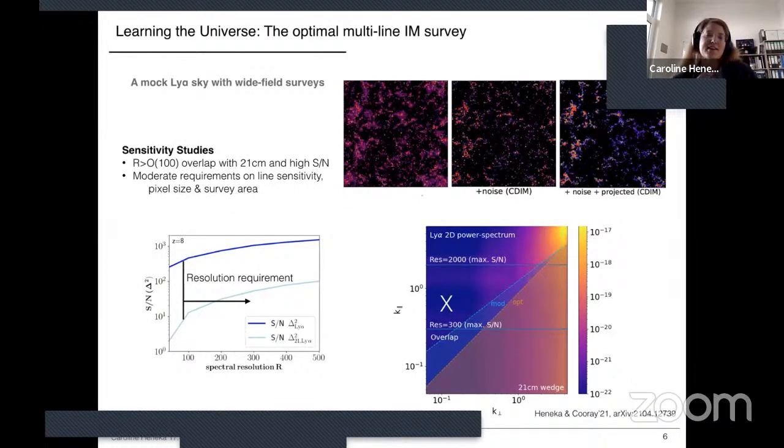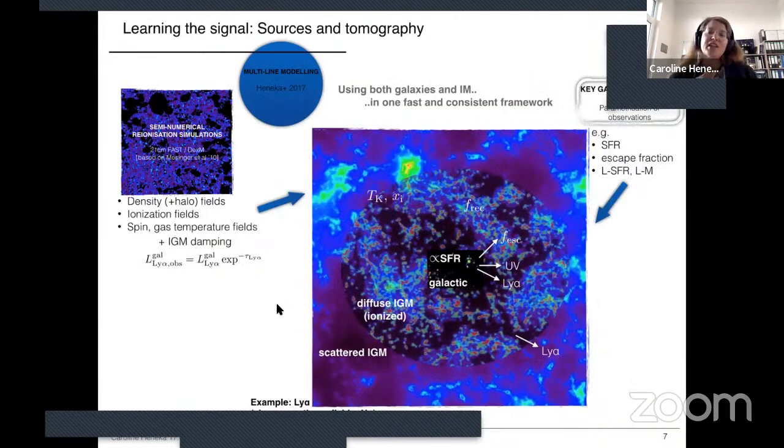And to consistently model this, and to finish my little detour, I advocate basically to model all of this in a fast and consistent framework to explore our full model space. And to do so, I match together 21 centimeter semi-numeric simulations based on 21cmFAST with key galaxy properties in order to simulate very different scales. And here I'm basically showing a composite image where in Lyman alpha, I have the more galactic contribution that's very centered in the middle of our halos. Then the more extended diffuse IGM contribution and the more scattered IGM. And this is for a redshift of, I think this was 9 in this model.